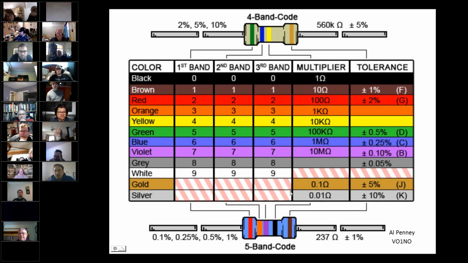What does the letter F, G, D, C in the tolerance scale stand for? Yeah, that must be some note in the diagram from the book I got this from. Oh, okay. It's not relevant to the resistor.